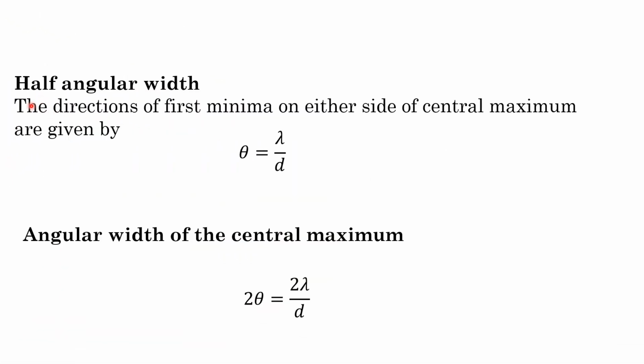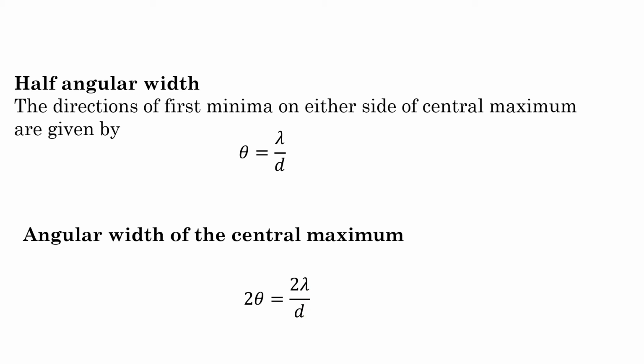What is half angular width? The direction of the first minima on either side of the central maximum, and it's given by theta equals lambda by small d. Lambda is the wavelength, d is the slit width. Next, your angular width of the central maximum is twice of this angle, just like we have seen. So this is twice theta equals twice of lambda by small d.